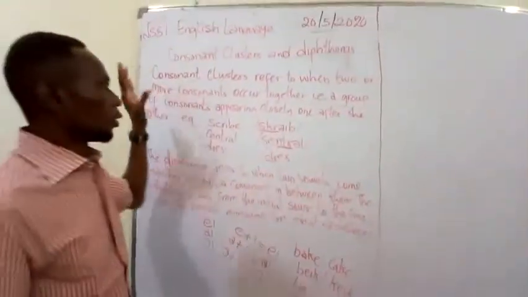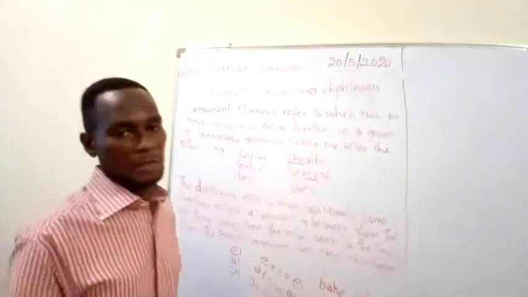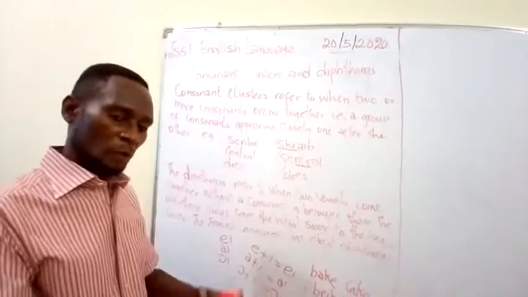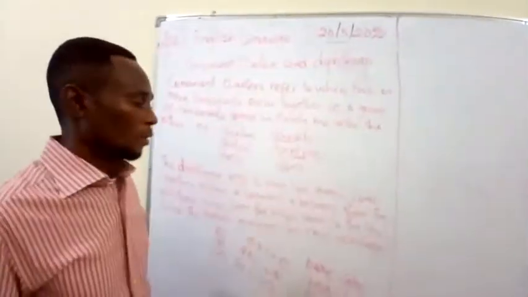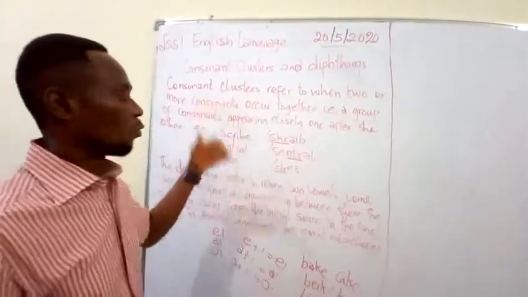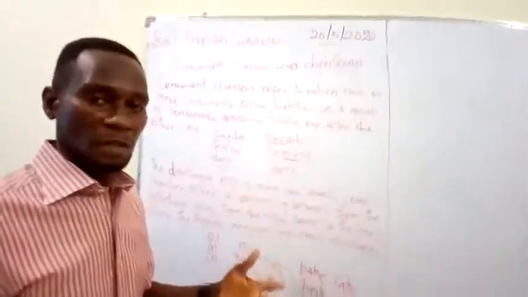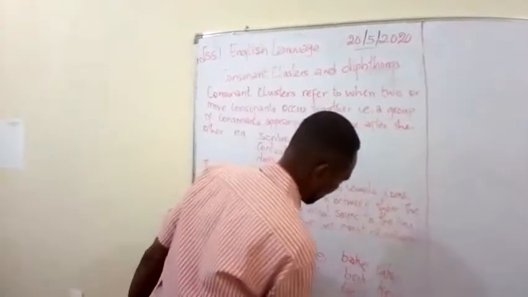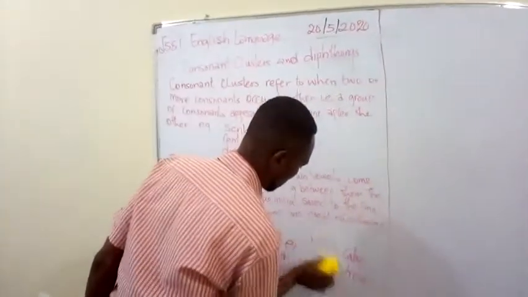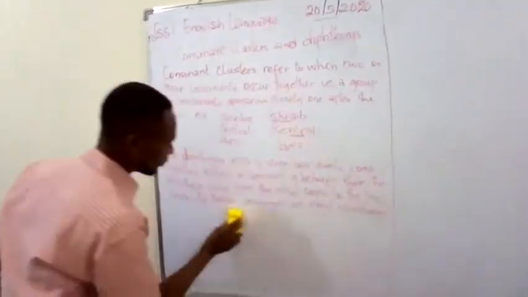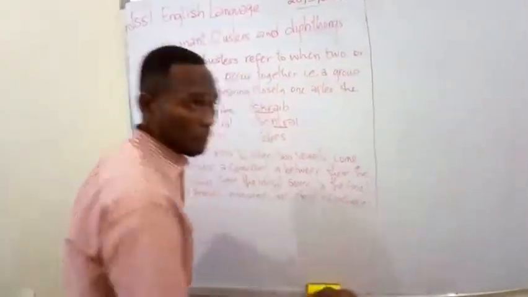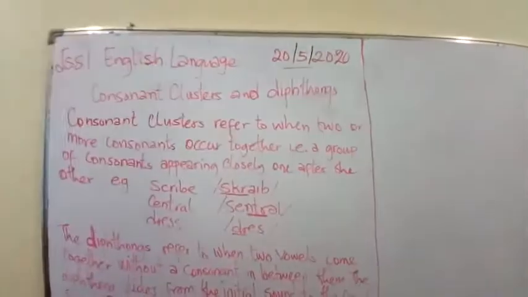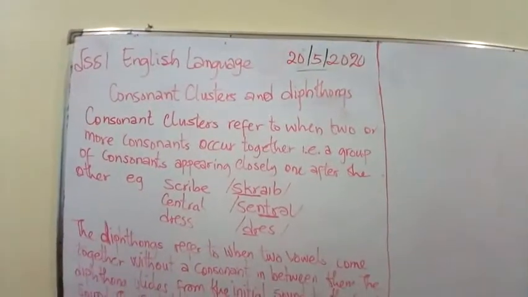So I've given you an idea of what a consonant cluster is. I've given you an idea of what a diphthong is: when two vowel sounds combine to make one sound. When two or three consonants cluster in a sound, we call it a consonant cluster. Hope you are copying this, because when you come back, we'll not copy it. Let's go to the body of our lesson now.